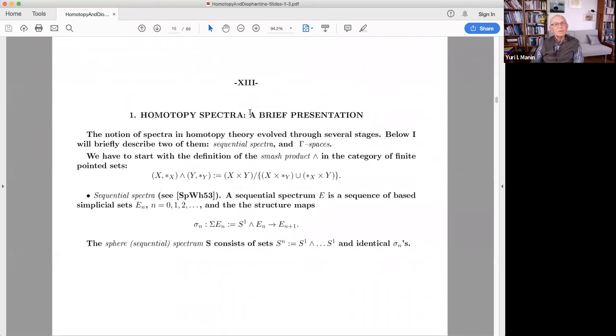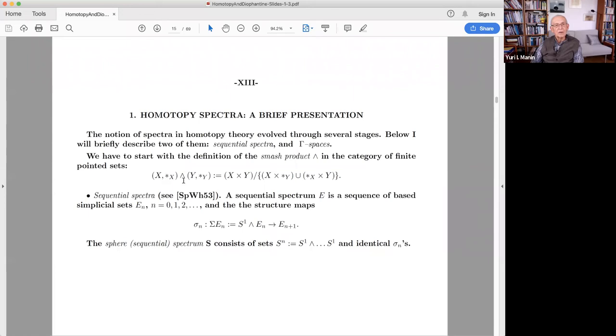Okay, now a brief presentation of homotopy spectra. The notion of spectra in homotopy theory evolved through several stages. As I said, it was quite recent, no more than 50 years ago. And I will briefly describe two of them, the simplest, sequential spectra, and the most convenient, gamma spaces. Before passing to spectra, let us consider, first of all, finite pointed sets and define the so-called smash product of them.